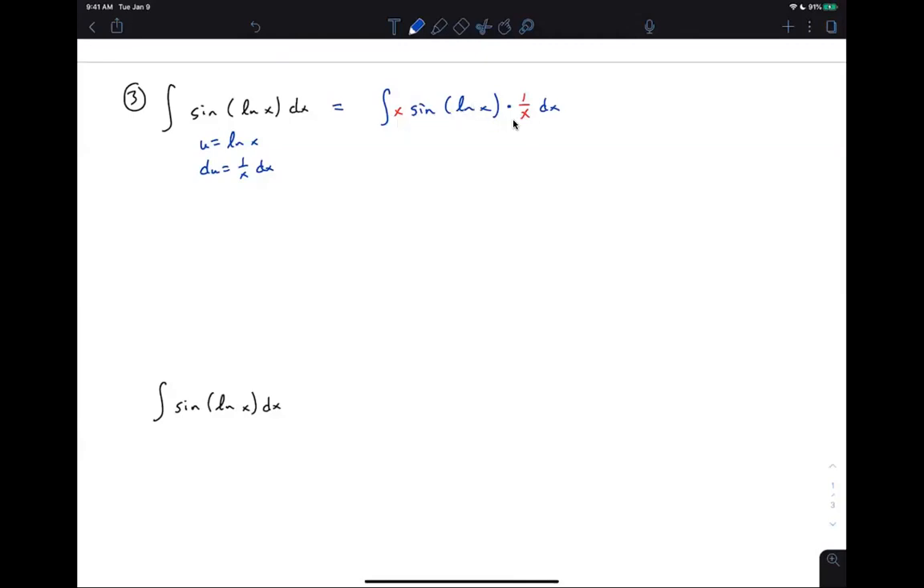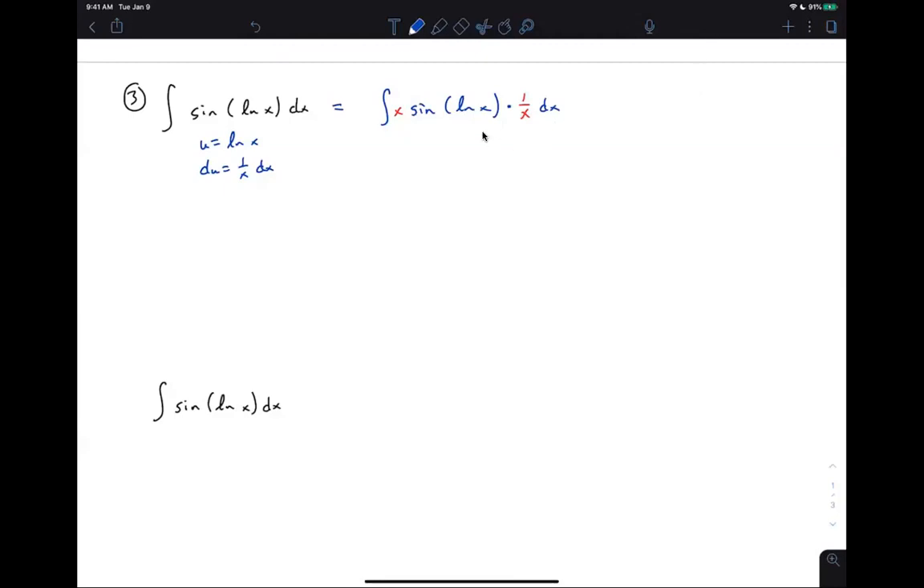So we've got sine of u du, but we have this extra x here. So everybody see that? Now, it turns out we can handle this. But I want to show a different approach, and then we're going to come back and finish this problem. Does anyone know what to do from here?